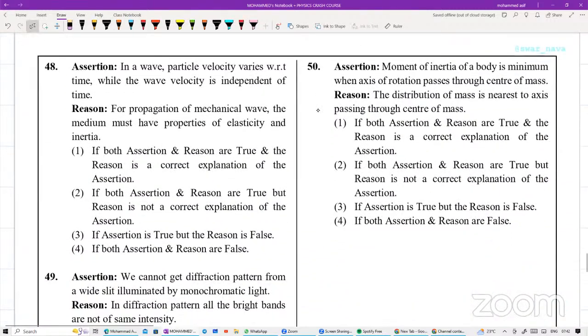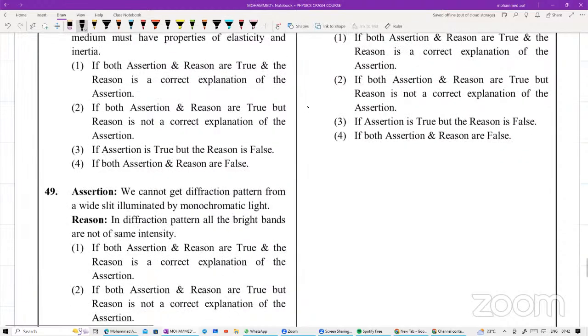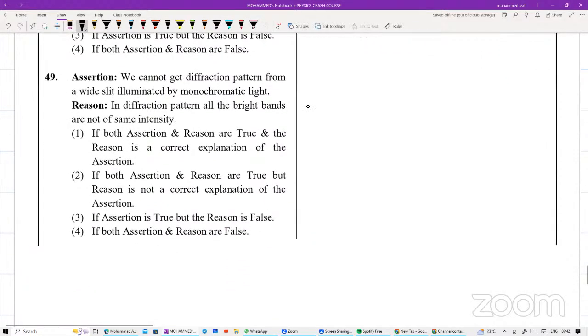Question number 48 is about a wave. Then question number 49, have a look once. We get a diffraction pattern from a wide slit illuminated by monochromatic light. Diffraction comes from a small hole. We cannot get a diffraction pattern from a wide slit. True, because we can get diffraction only from a pinhole.